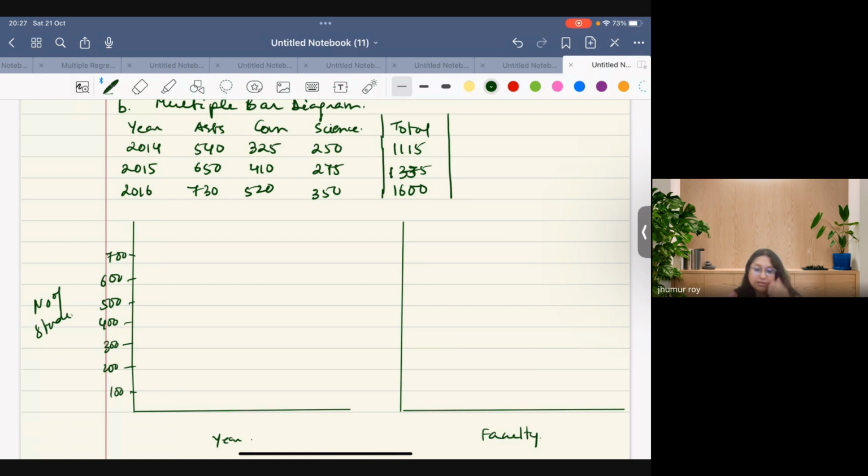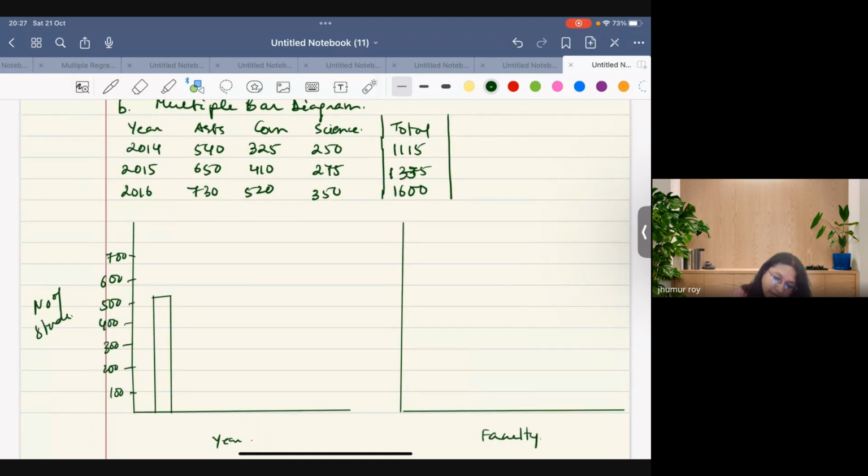Okay. So if you see for the year 2014, you had how many students? 540 students who were there in arts. So you can just approx draw. So you have 540 students who were there in arts. Then you have 325 students who were there in commerce. 325. I'm approx drawing. Okay. So this is 325. And then you had 250 students who were part of science. This is for the first year.